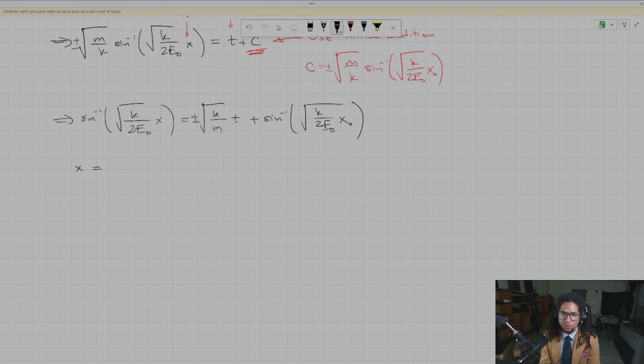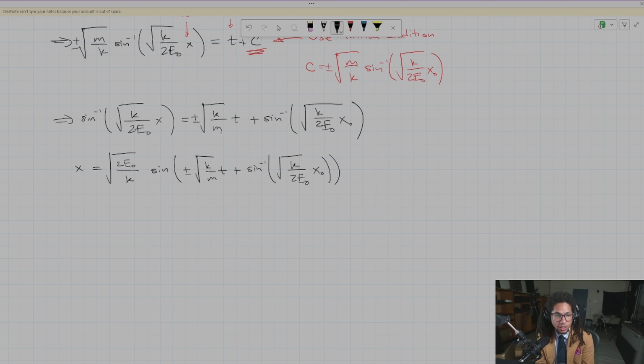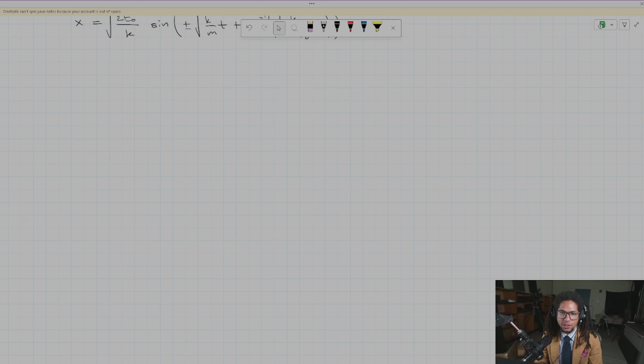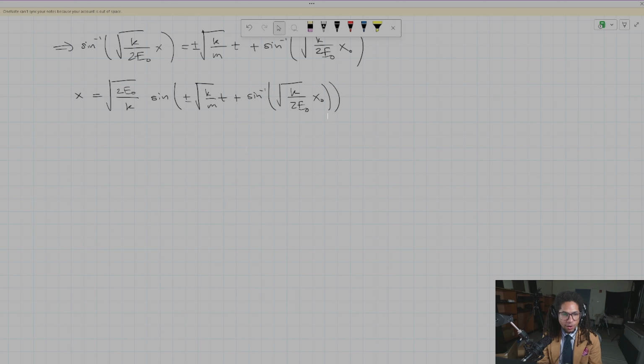Okay, so now I'm almost done. I can say x is equal to, after moving everything around, 2e naught over k times the sine of plus or minus root k over m t plus arc sine of root k over 2e naught x naught. Now this doesn't look exactly like what you're familiar with from doing a section on oscillations in perhaps a 100 or 200 level course, but it is. This is an oscillation in the form a sine omega t plus delta, or maybe sometimes it's minus delta.